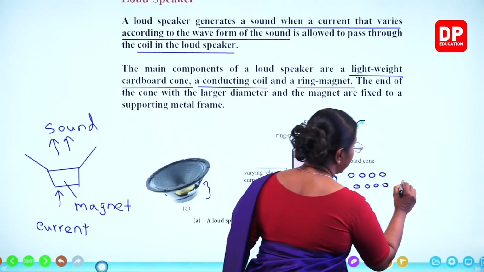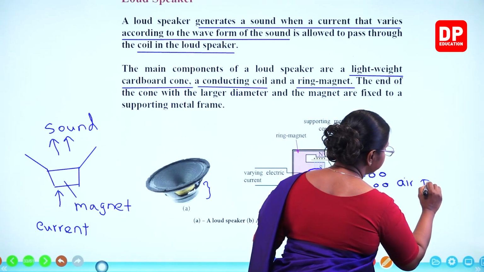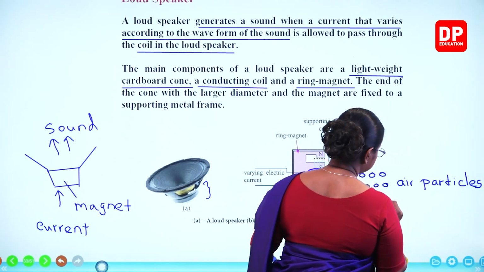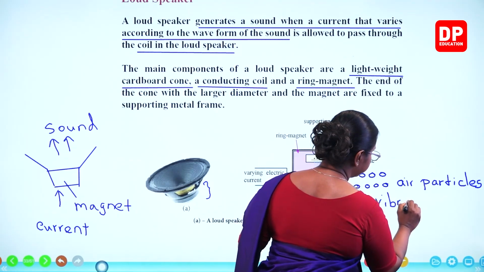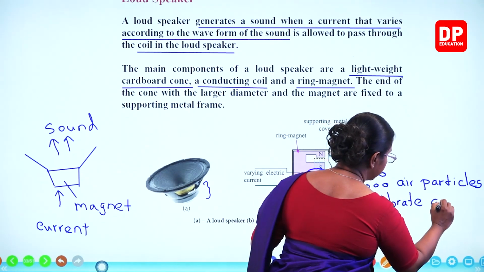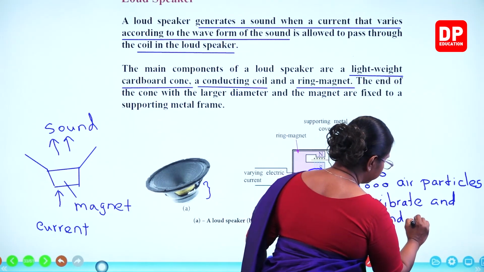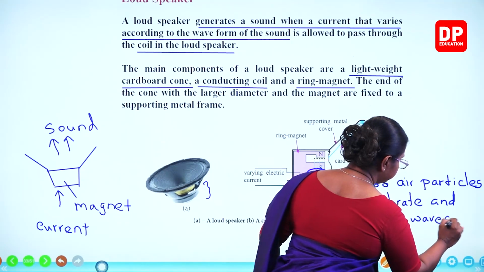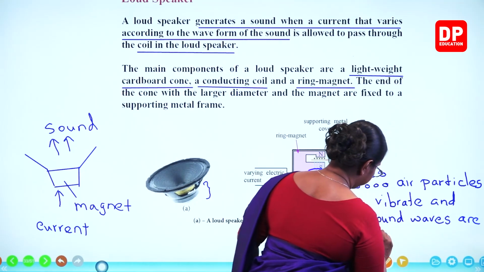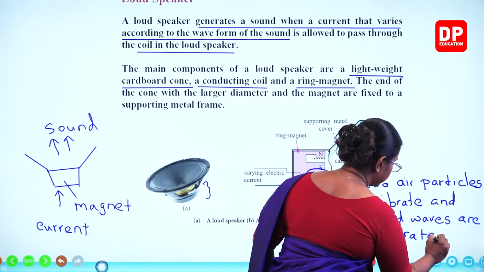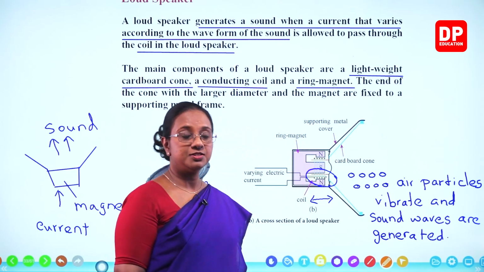So these are the air particles vibrate and sound waves are generated.